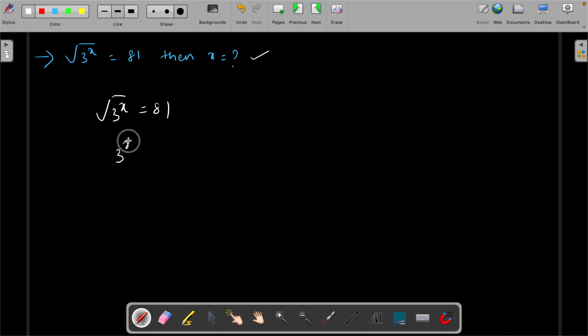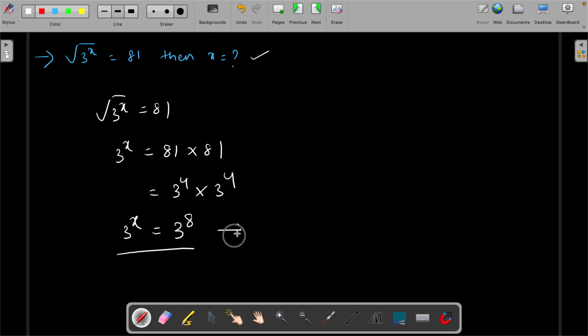We will get 3 power x equal to 81 into 81, which is 3 power 4 into 3 power 4, which is 3 power 8. 3 power x equal to 3 power 8, then x equal to 8. This is the answer.